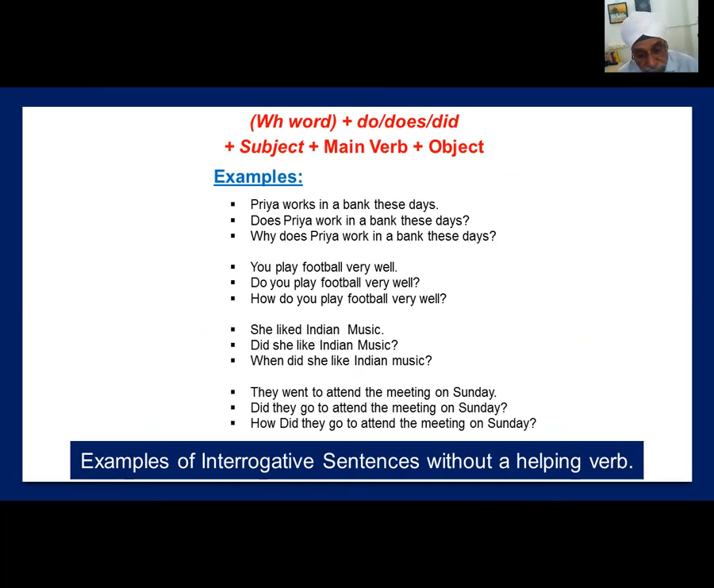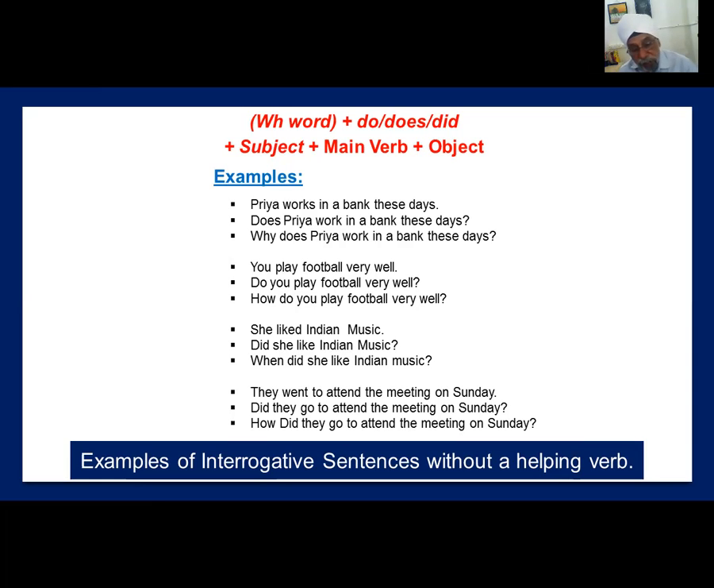You play football very well. Do you play football very well? Now this sentence is of present simple tense. So in present simple tense we have to add either do or does. So, do you play football very well, and how do you play football very well?